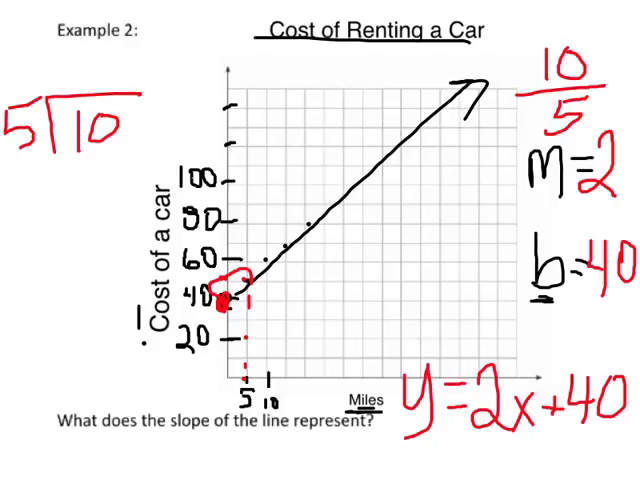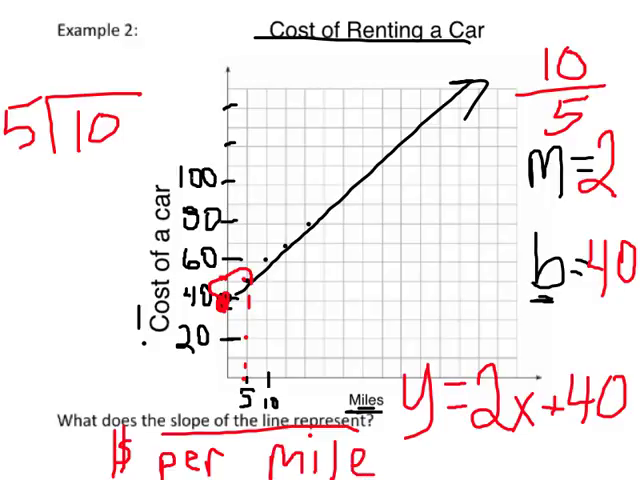For the question at the bottom, what does the slope of the line represent? This represents our unit rate, or the cost, the dollars per mile. So write it out, but I'm just going to write dollars per mile. Okay, go ahead and finish up the two graphs on the back. Good luck.